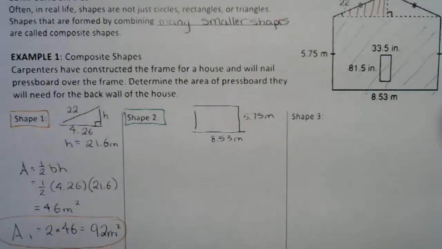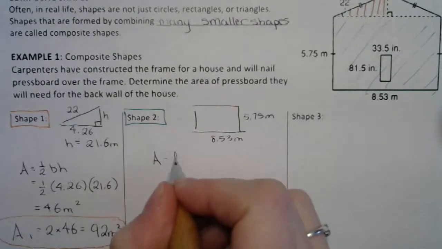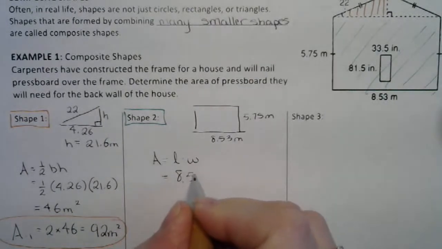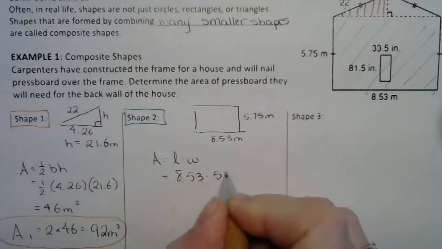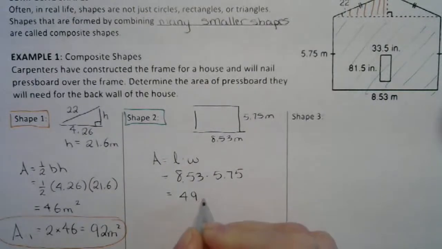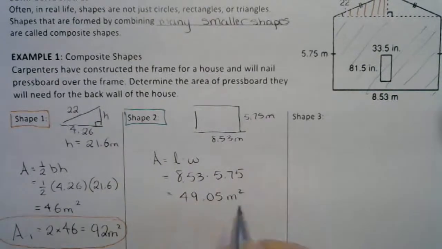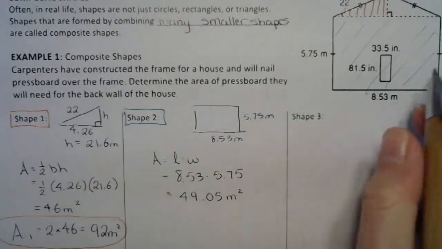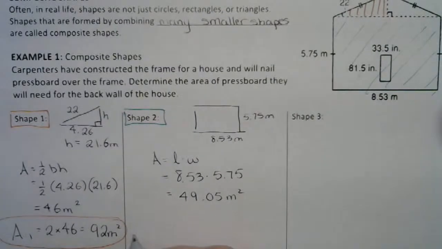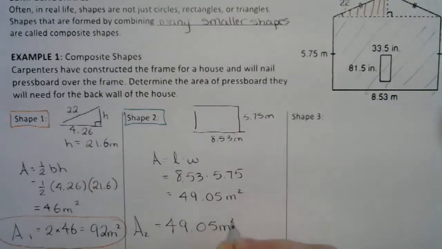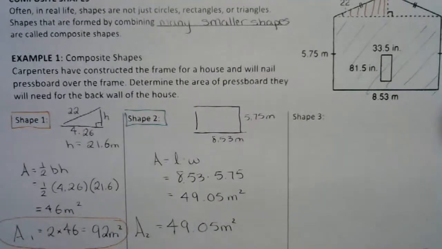Length, 8.53, and width, 5.75. Area is equal to length times width, which is equal to my 8.53 meters times my 5.75 meters. Equal to 49.05 meters squared. So since there's only one of these big rectangles, my area 2 is just equal to 49.05 meters squared. And we're done that one.